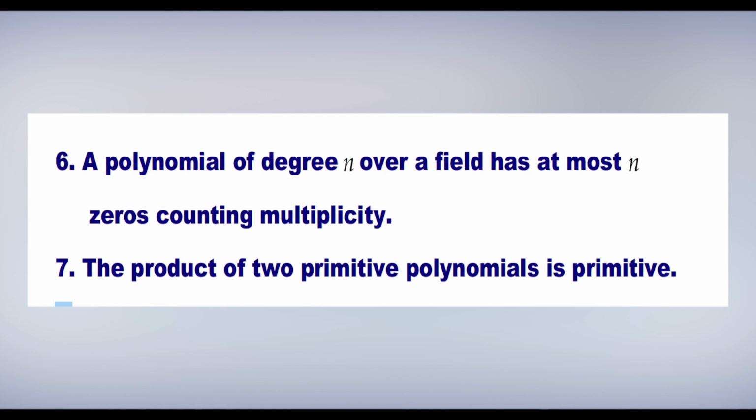A polynomial of degree n over a field has at most n zeros counting multiplicity. The product of two primitive polynomials is primitive. We have come to the conclusion of this session.